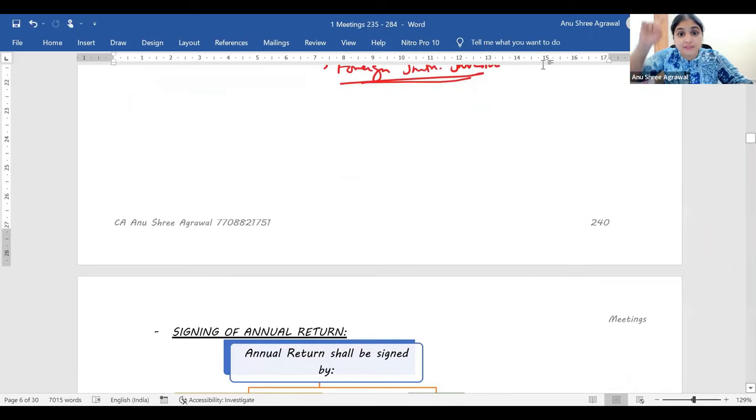Tell me without seeing, first point S: shares, debentures, securities, and shareholding pattern. Then H, second point, holding, subsidiary, associate company, details of that. Then R, registered office and principal business activities. Then forget about I, M, two people, members, debenture holders, changes therein. P, three people: promoters, directors, KMP, changes therein.